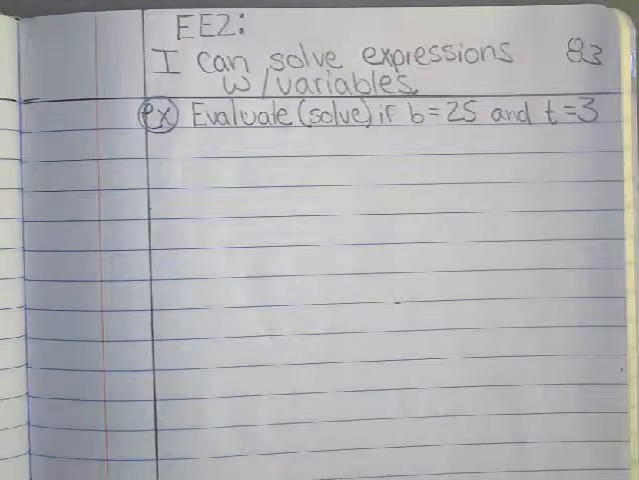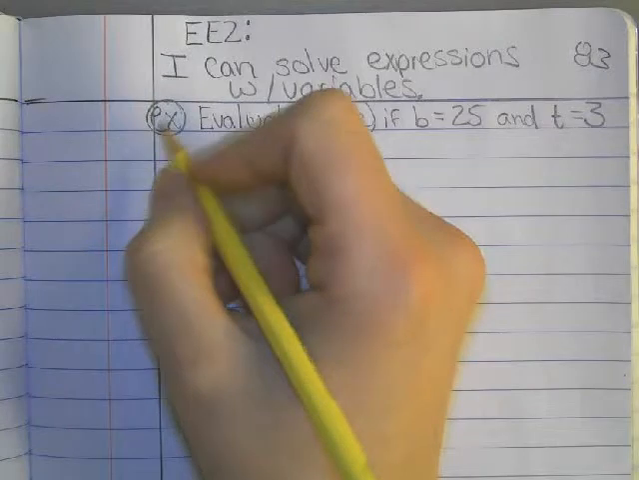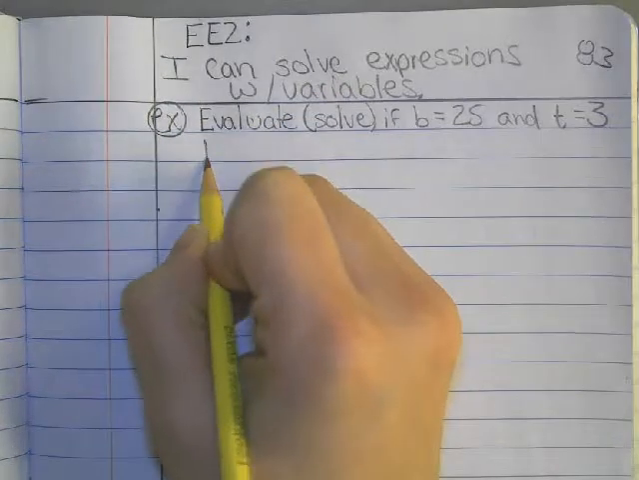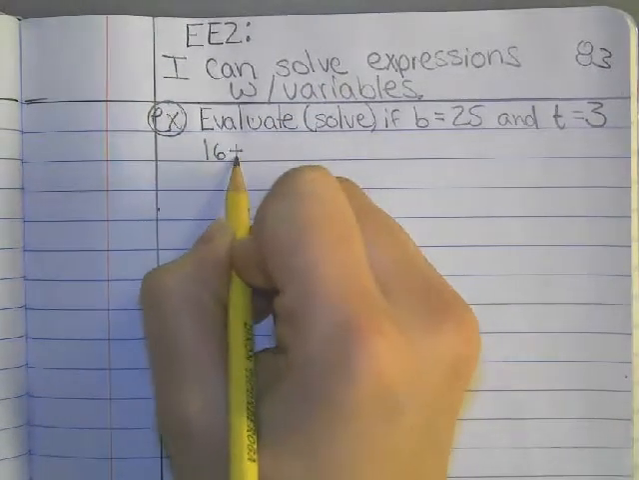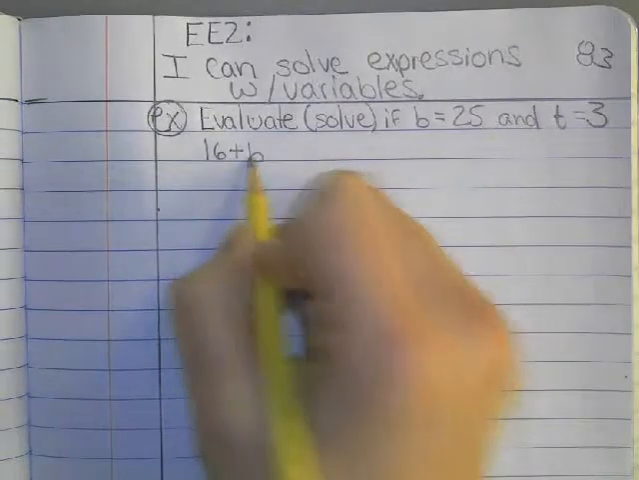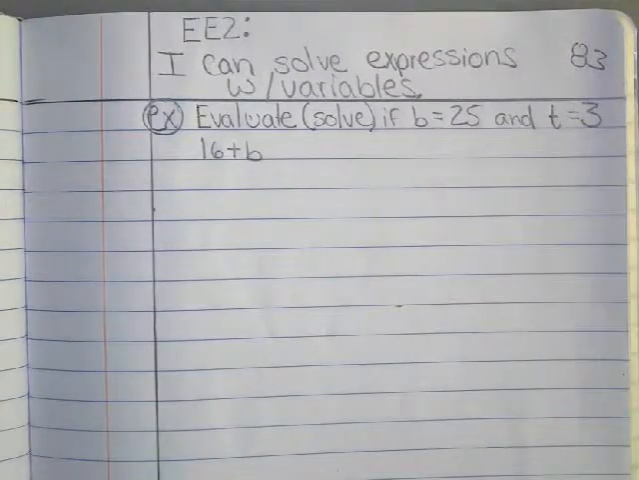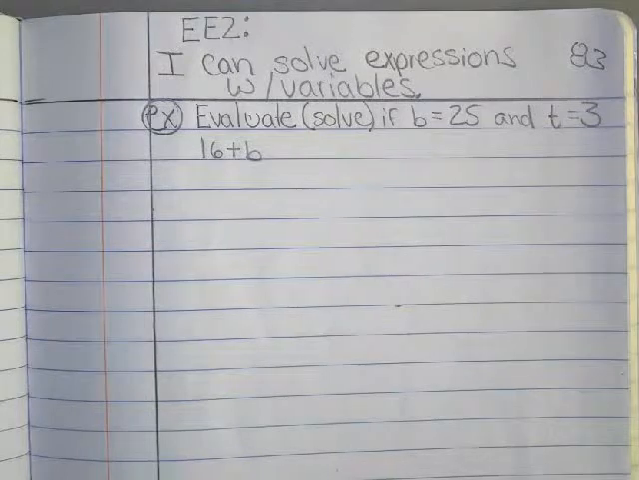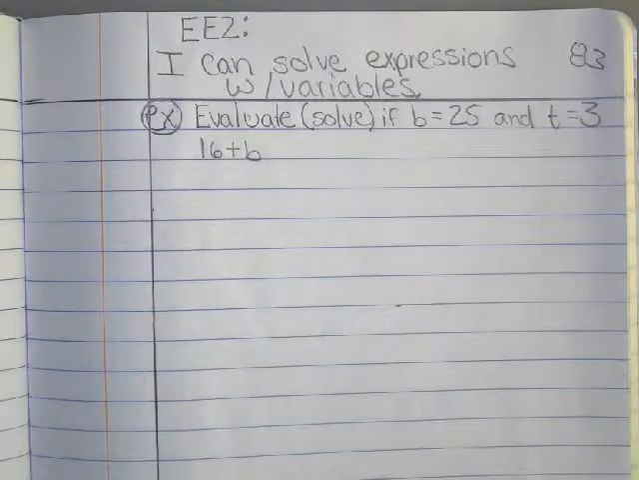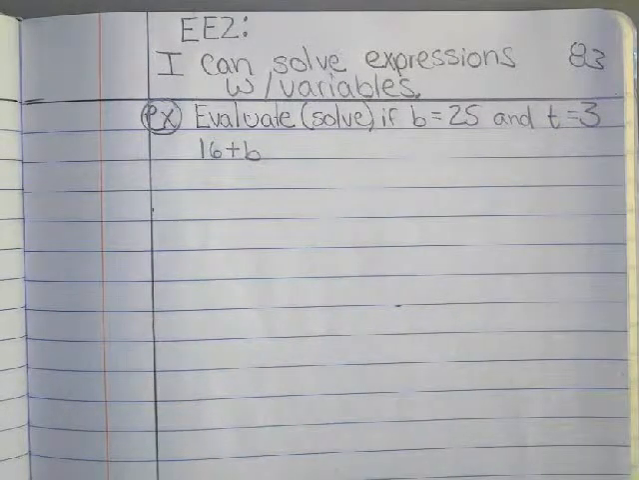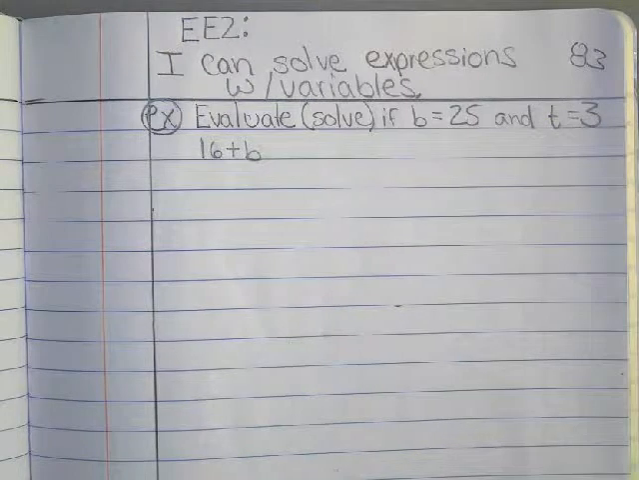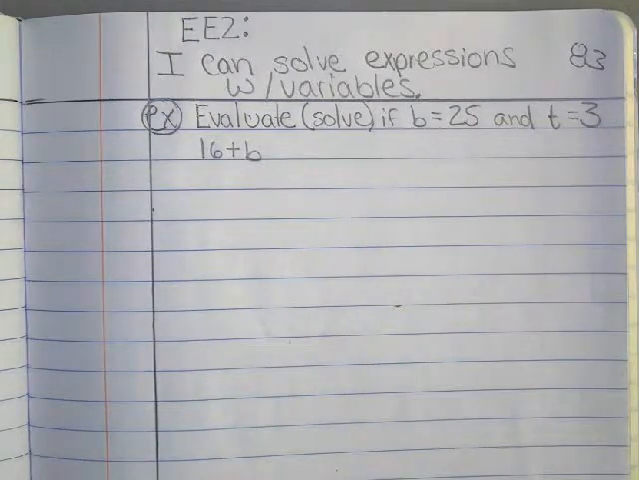And then you'll be given something like this. You'll be given an expression. Like, say, 16 plus B. And you will need to evaluate that expression. Okay? Now, I know you can do it in your head, but I want you to do it a specific way. Okay? I need you to do this in a specific way.